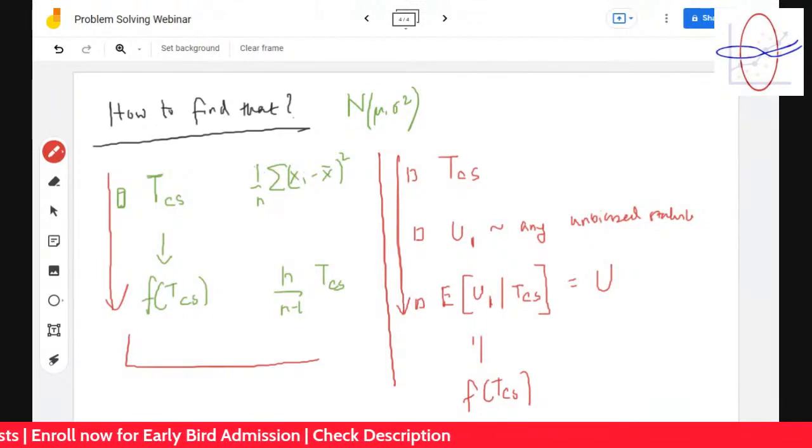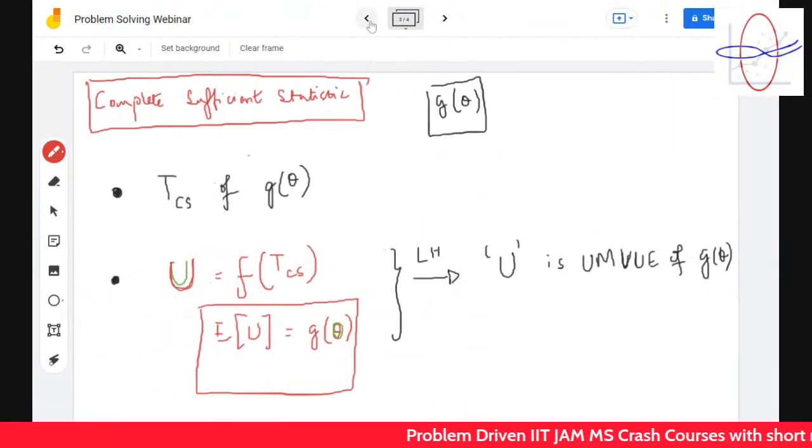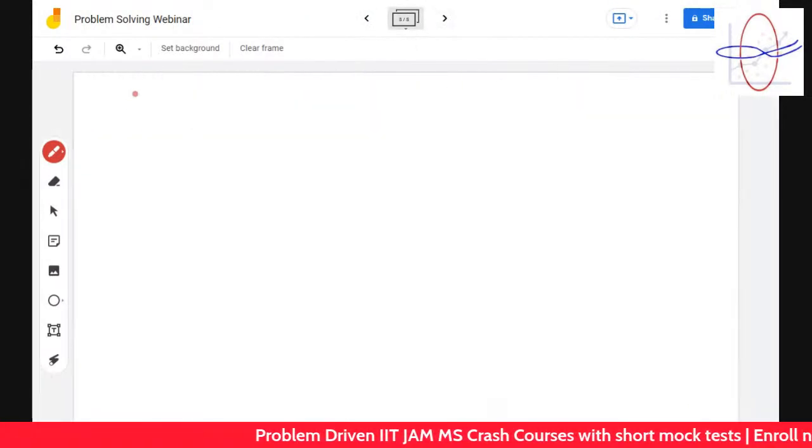Very good. So now we'll be applying this. These are the only two methods. Now we're applying this on problems.